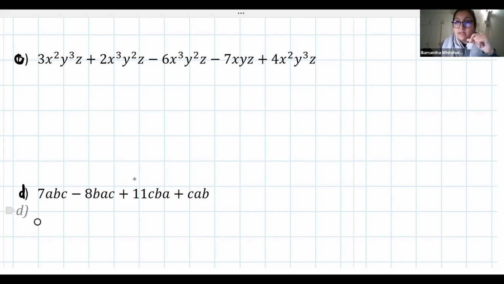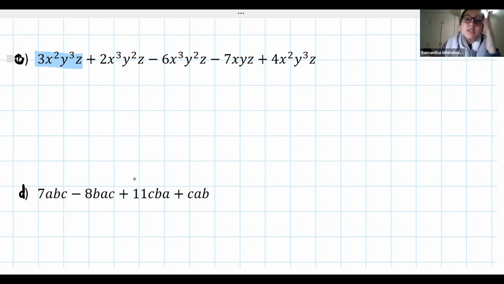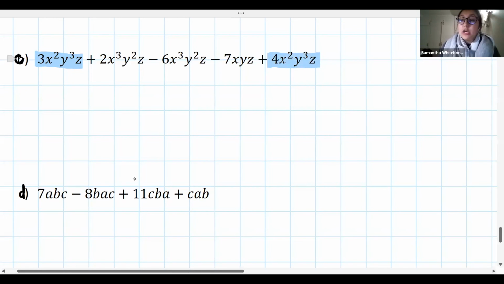Okay, so if we start with C, remember same variable, same exponent. So if I just start with the first term, this is terms that have an x squared, a y cubed, and a z. So I go along and I check for terms that have an x squared, a y cubed, and a z. The second term has an x cubed, so I can immediately ignore that. The third term also has an x cubed, ignore. Fourth term doesn't even have exponents, ignore. But this very last term has got an x squared, a y cubed, and a z. So those are my pair of like terms.